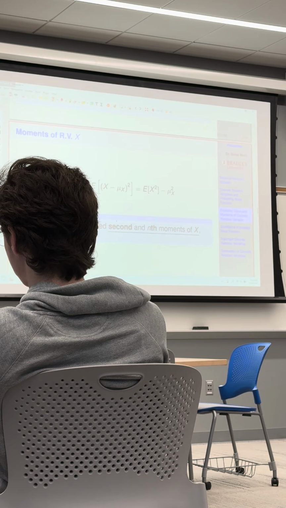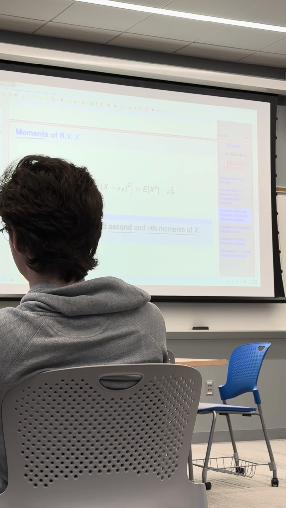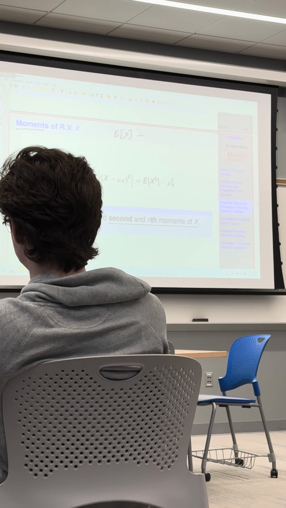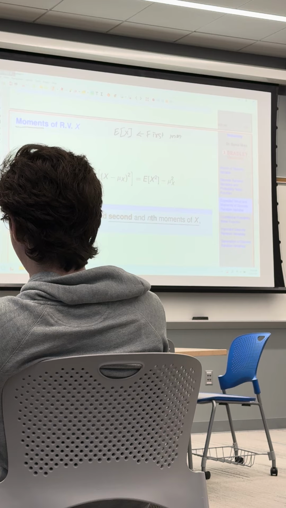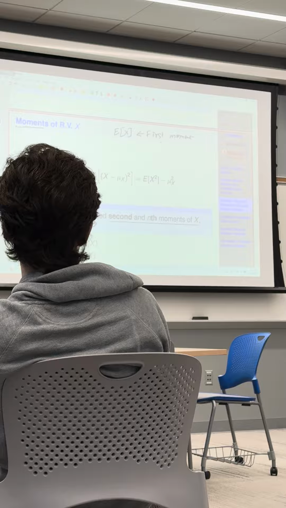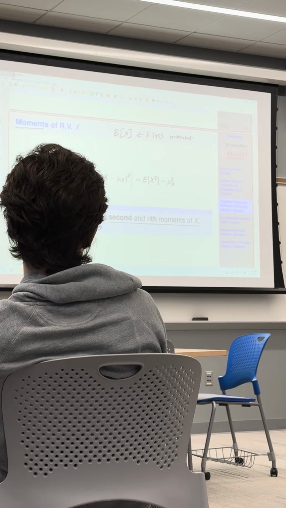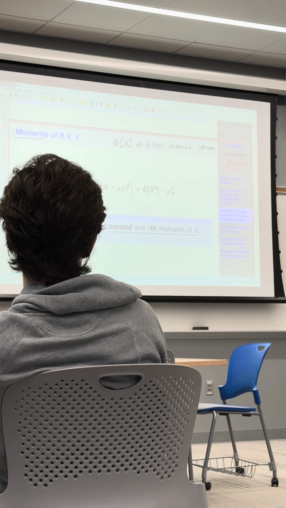Now let's go through another term. In statistics, you will see a lot of times the keyword moment, moments of random variables. The expectation of x is called the first moment. What does the first moment mean physically, practically? It is simply the mean.